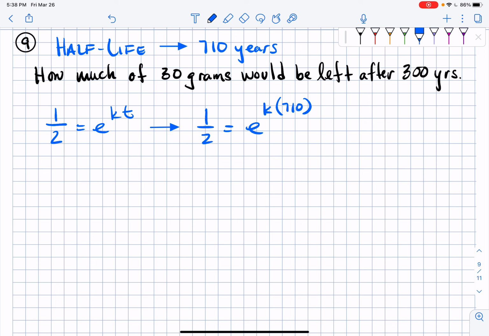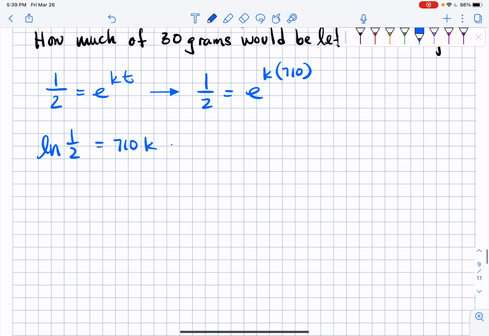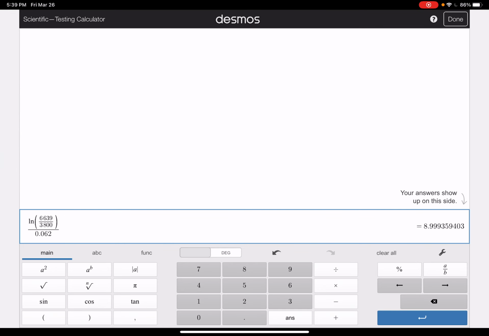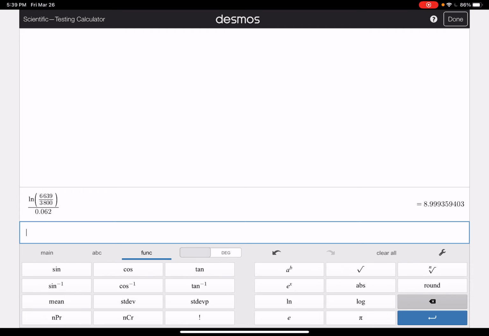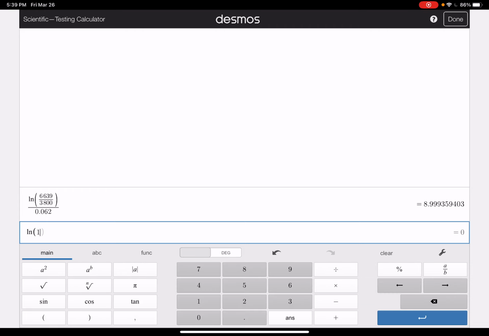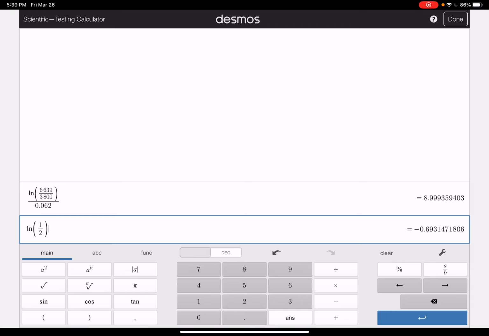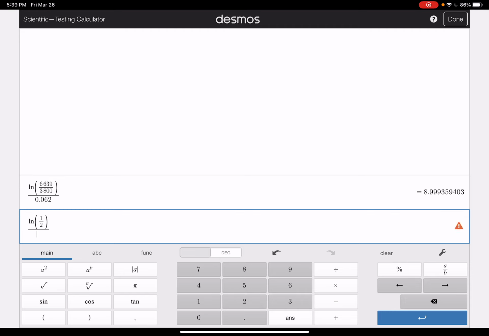So again, I would just take the ln of both sides. So the ln of 1/2 is equal to 710k, because the ln and e are opposite operations, so they go away. Awesome. So my k is equal to ln of 1/2 over 710. All right, let's see what that equals. So ln of 1 divided by 2 in parentheses, divided by 710.